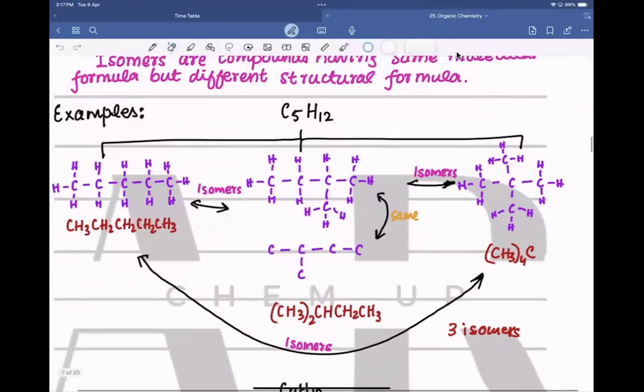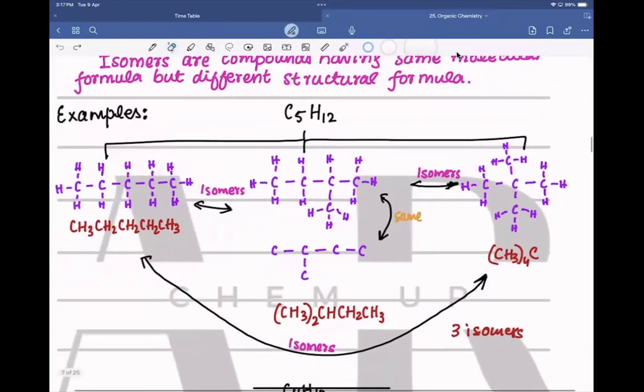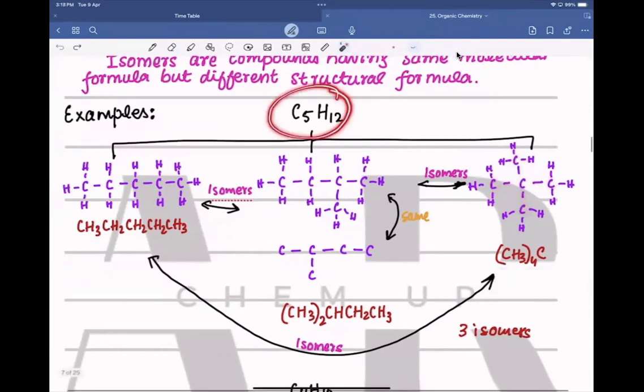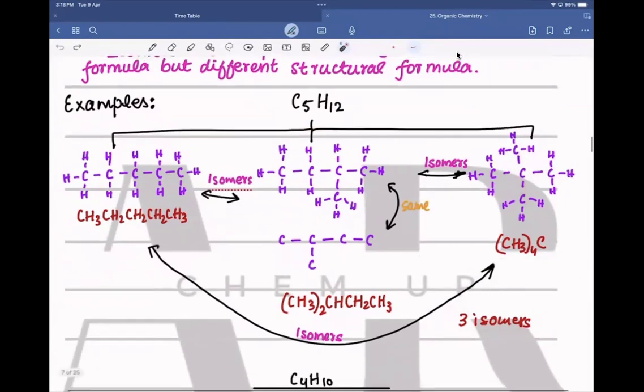Now after this, I keep 3 carbon atoms in a straight chain and put 1 carbon atom and a second carbon atom, both as 2 branches on the middle carbon atom. So with the C5H12 molecular formula, I got 3 isomers. Is this clear to all of you? Yes, sir.